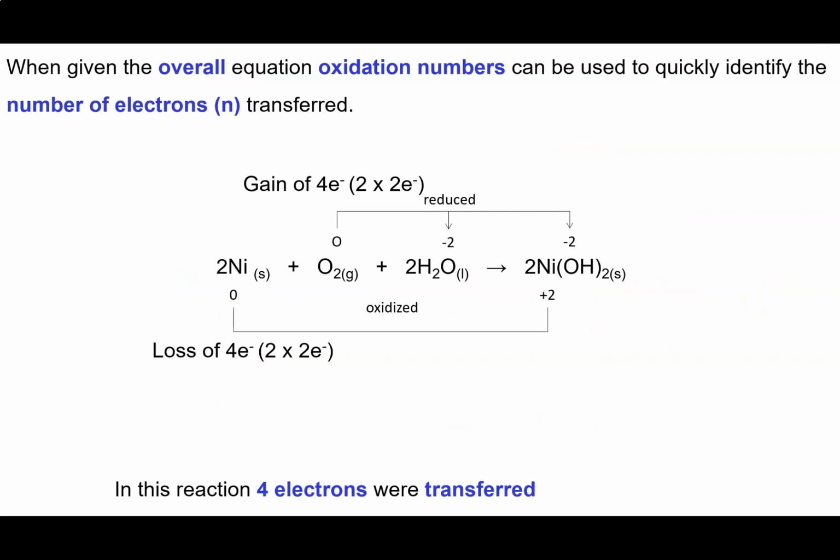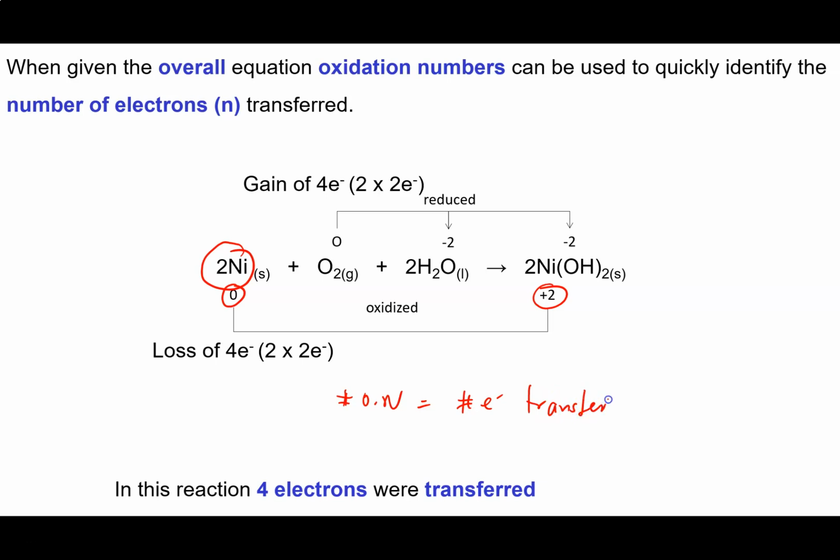One of the tricky things can be figuring out the number of electrons transferred, but if we have the overall balanced redox equation, it's not too hard to do using oxidation numbers. The key thing is to pay attention to the changes in oxidation numbers and also the number of atoms involved. If I look at this balanced reaction here, I've got 2 nickel atoms. They both start off with a 0 oxidation number and change to +2. So the change in oxidation number is equal to the number of electrons transferred.